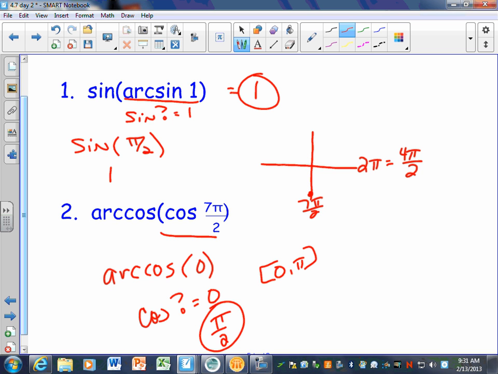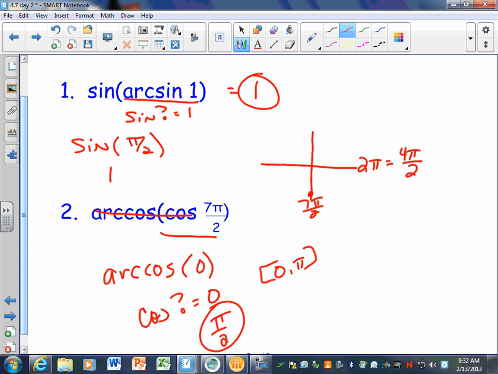And so you have to kind of think on these sometimes, or just work it out. Start with your inside, do what it says, and then work your way to the outside. So my advice to you on this is just be careful. Don't automatically just say, oh, the answer is 7 pi halves. Because if it doesn't fit in the range, you have to actually work it out.